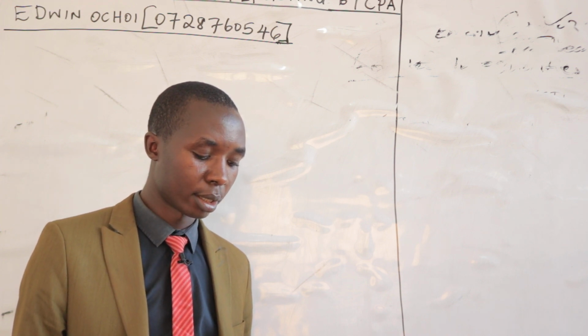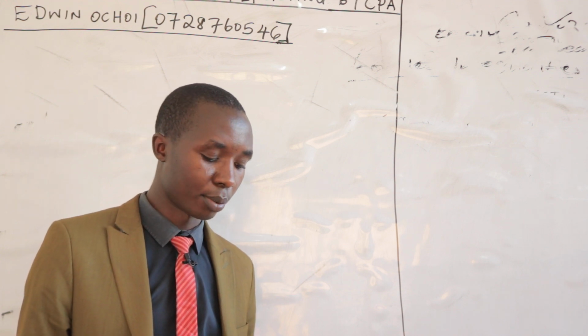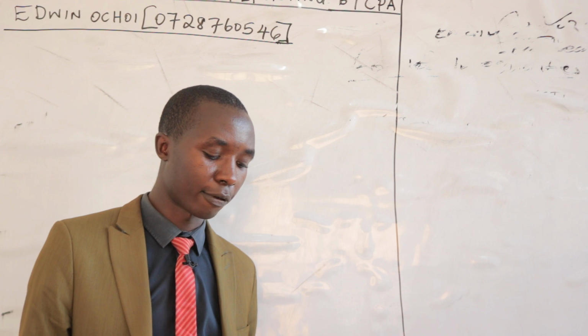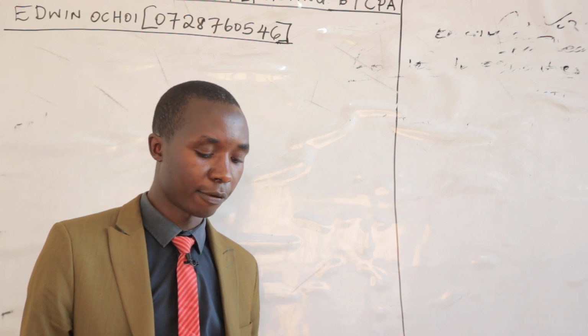In that case, you are supposed to check for the unrealized profit on stock because W sold some goods to F. But at the end of the year, remember that W sold the goods to F at a profit.